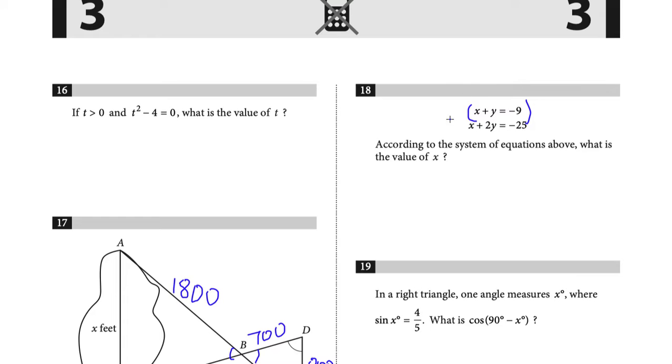What could I multiply this top equation by to eliminate these y variables? Sergio? There it is, times by -2. I'm going to rewrite that equation. So -2x minus 2y is equal to, negative times a negative is a positive, 18.